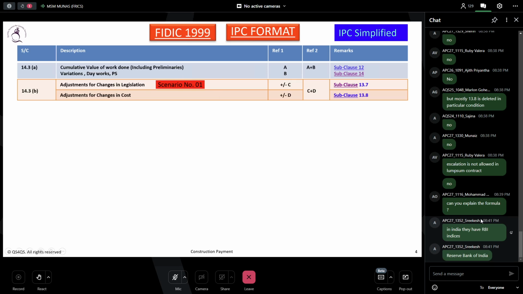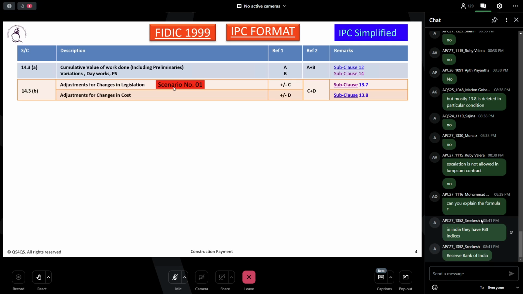If a change in legislation results or will result only in the contract price changing, an increase or decrease due to the change in legislation, then we can keep it within this area only. That means we can keep it in the first segment of the IPA or IPC, in the same place, because only the cost changes. This is scenario one.